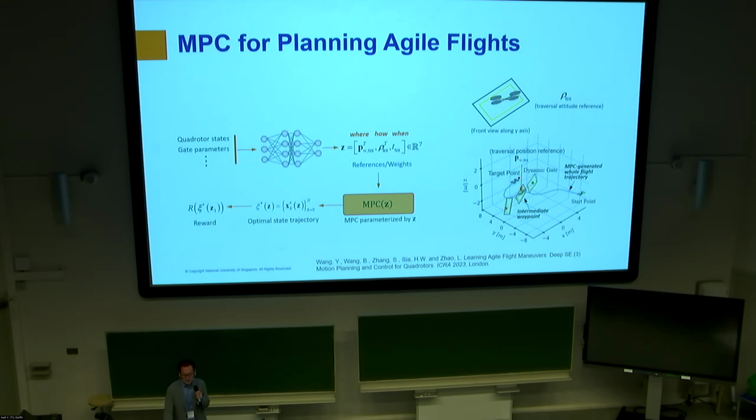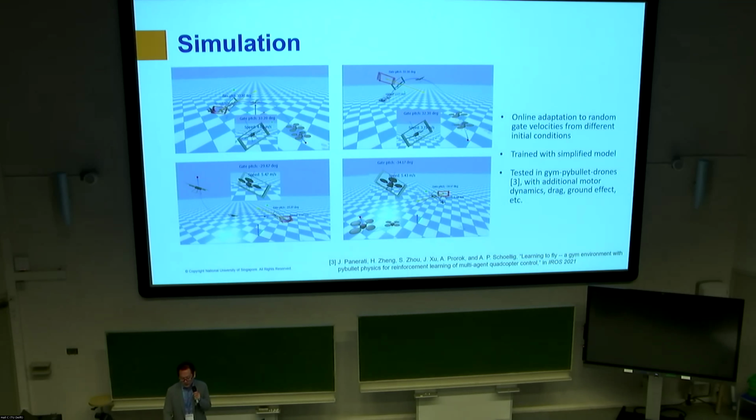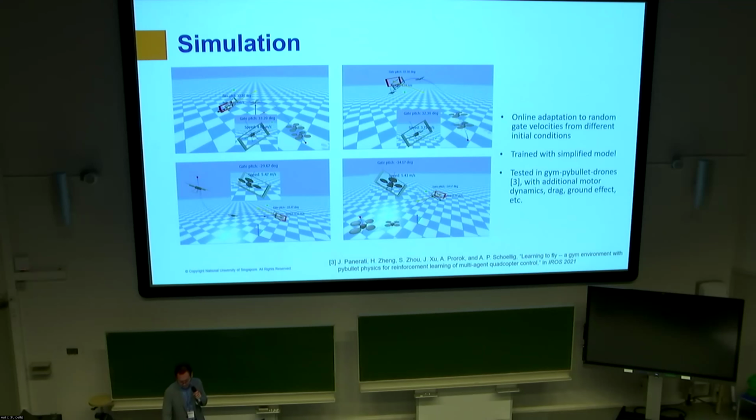And those basically consist of the collision avoidance cost and also the control cost and some other costs. And then we just do a gradient descent and train the neural network. All right, so here are just some successful attempts. We trained this neural network in our very simplified model, and we tested in high fidelity simulators, the Gym PyBullet drones, which consider additional motor dynamics, drags, and ground effects.